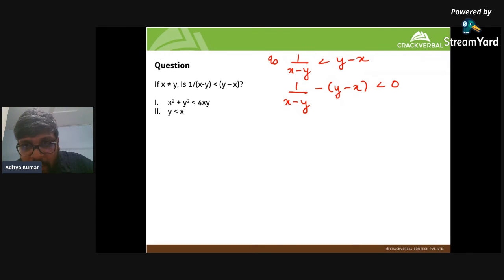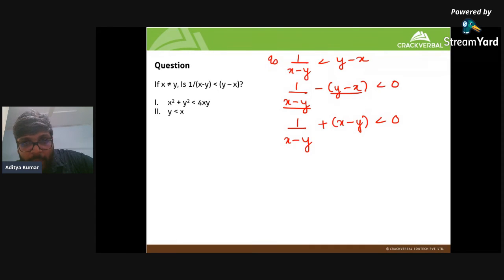But I see here, for me to take an LCM, there's an opportunity for me to get a whole squared term. Wherever I see there's an opportunity to get a whole squared term, I will take that opportunity because the sign of that entire term is known to me. So what I'm going to do is switch the variables here. So it's going to be 1 by x minus y minus of minus, so it will become plus x minus y is less than 0. You see what I'm doing?